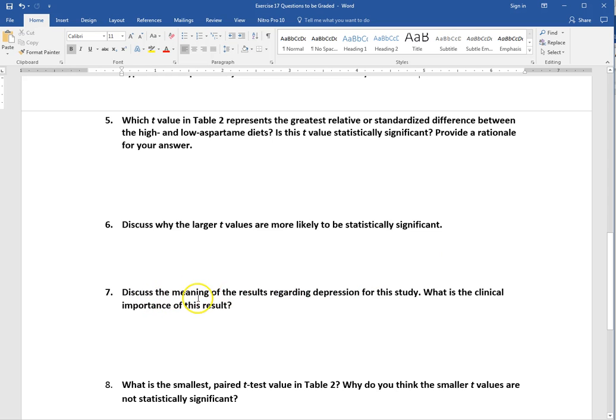Number seven, discuss the meaning of the results regarding depression for this study. What is the clinical importance of this result? So you need to look at what they found for depression in this study and relate that to your experience as a nurse or your health background. Why do you think that this is a clinically important finding, and how can this influence what we tell patients or how patients are given health information and diet information?